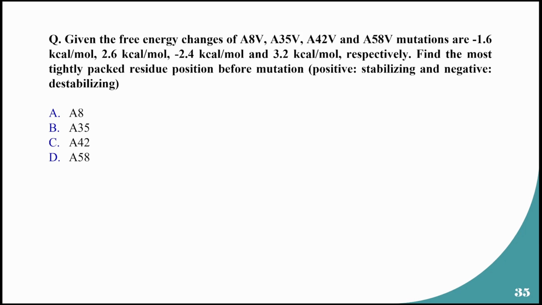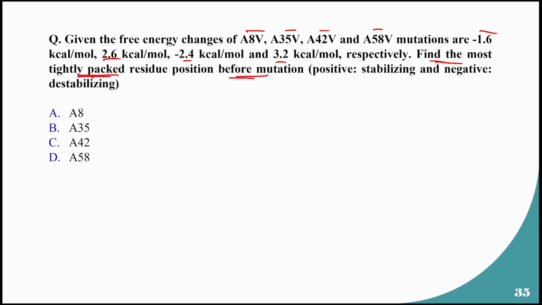Now, based on this kind of information, as you know, we always like to convert this information into energy changes, right? So, based on that, this question is trying to find out something. So here it is talking about different alanine to valine mutations. Okay, 1, 2, 3, 4, and they have associated free energy changes also. All are in kcal per mole. The changes have been given here. Now it is asking you to find out the most tightly packed residue position before mutation.